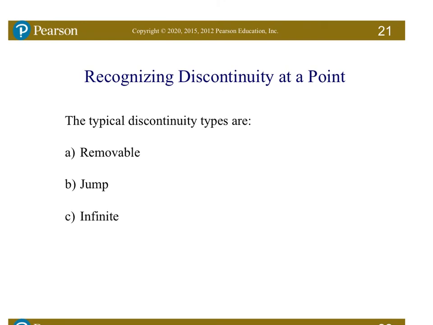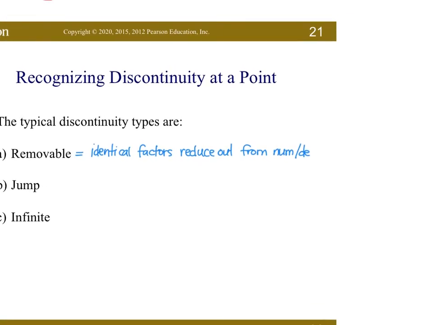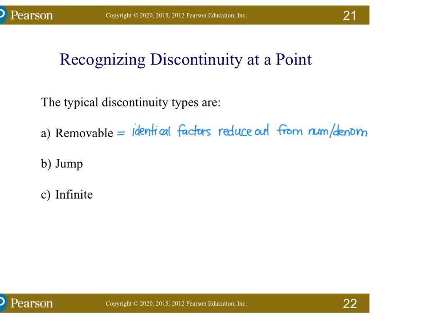So again, we want to review, how do you identify if there's going to be a discontinuity? How could you predict and get comfortable? A removable discontinuity is when identical factors reduce out of the numerator and denominator. Those identical factors would produce a removable discontinuity where that point is missing as an open circle.